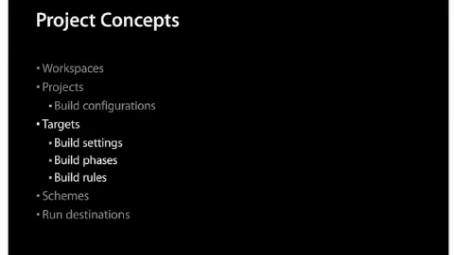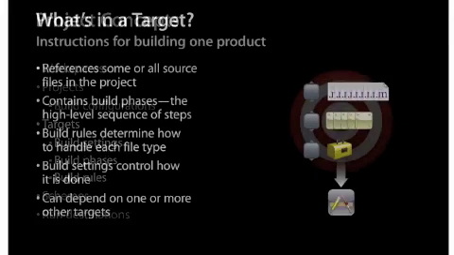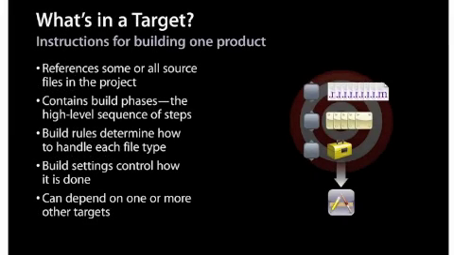Now let's talk about targets. A target is the set of instructions for processing some source files and producing one build product. So your target will reference some or all of the source files in its project, and it contains some build phases, which are the ordered sequence of steps that the target will take to produce your product. There are a set of build rules which tell the compile sources build phase how to compile those source files, and there are a set of build settings which control just about every aspect of the build process.